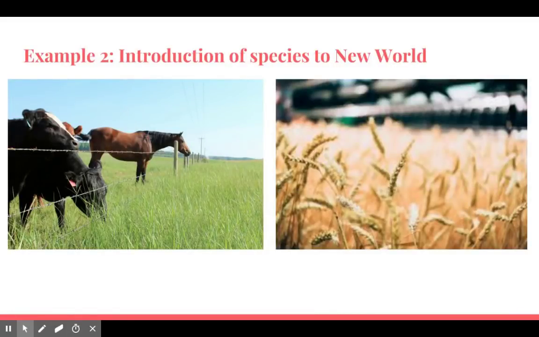We also see the introduction of species to the New World. Horses, cattle, sheep, and pigs were all introduced by the Europeans. Wheat, rice, barley, and oats were also introduced from Africa and Europe. And America for the first time experiences diseases like smallpox, typhus, measles, influenza, whooping cough, and malaria once it is exposed to these diseases that came again from Europe and Africa through the Columbian Exchange.